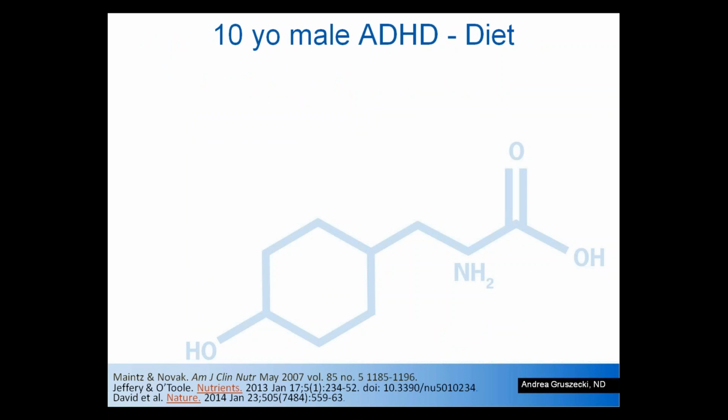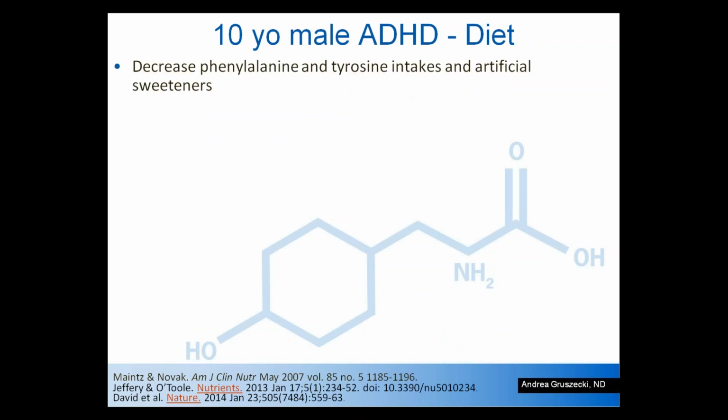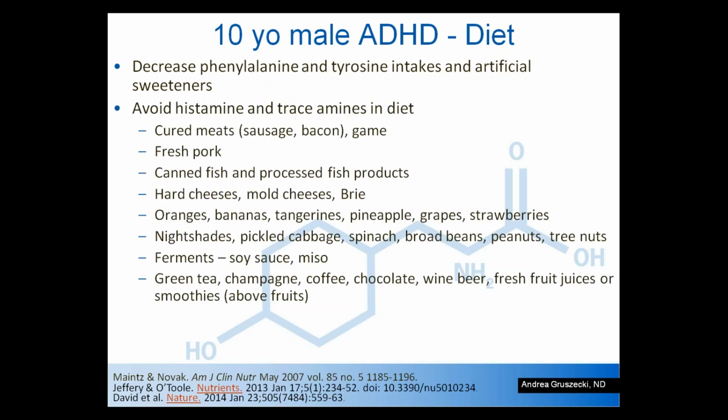So for this particular patient, we would want to decrease phenylalanine and tyrosine intakes and artificial sweeteners that may break down into phenylalanine in order to try and lower those tyrosine levels and ameliorate the high dopamine levels and some of the symptoms. We would want to avoid histamine and trace amines in the diet, again, to try and minimize those exposures and normalize the patient's responses.